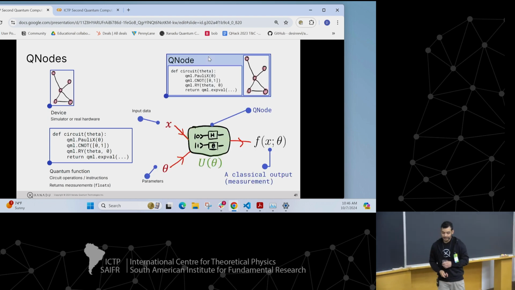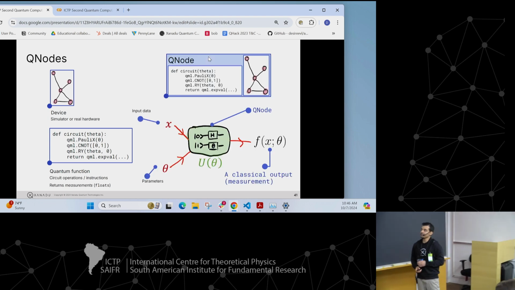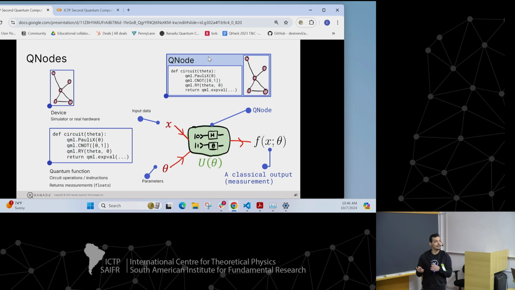QNodes in PennyLane are your basic unit of computation. They encompass your device and your circuit together into a single unit. It's also what you use to interface with the classical world, in quotations, because we're using a simulator. But your quantum node is what's going to take classical input data and what's going to read out your classical output from the measurement of your quantum computation.